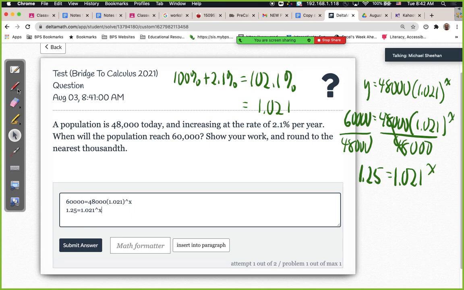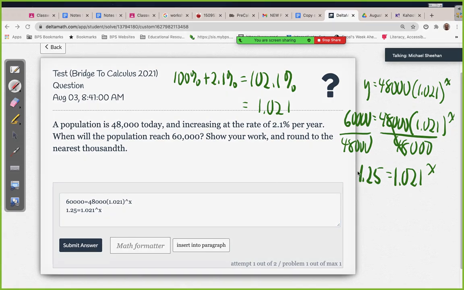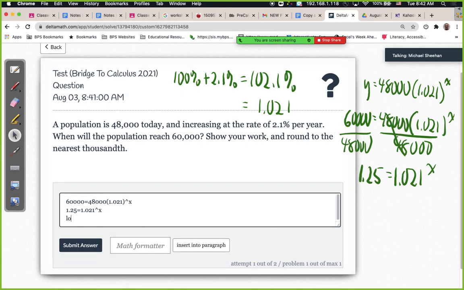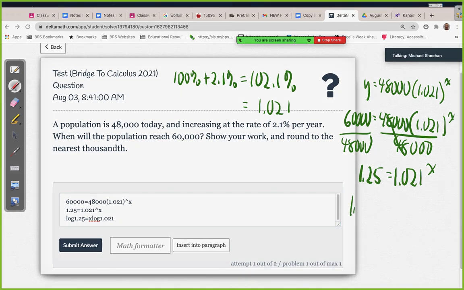Then we're going to take the log of both sides. And this is going to look the same on here as it would in writing. Okay, the log of 1.25 equals x times the log of 1.021. And then I would divide both sides by the log of 1.021.